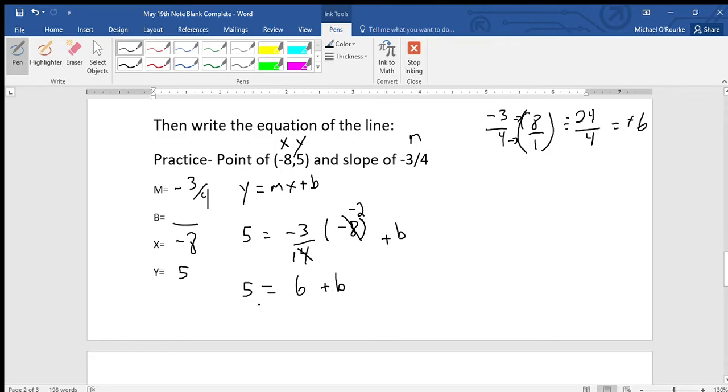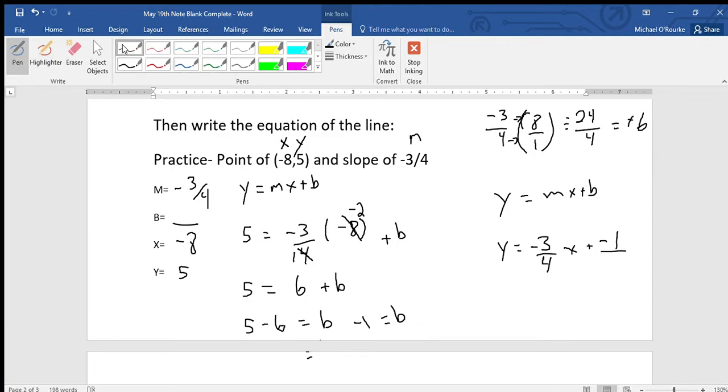Then let's rearrange. So it's going to come over. 5 minus 6 equals b. So b equals negative 1. Then let's rewrite the equation. Y equals mx plus b. So y equals blank x plus blank. So our b is negative 1. And this is minus 3 over 4. Let's get rid of that extra plus there. And away we go.